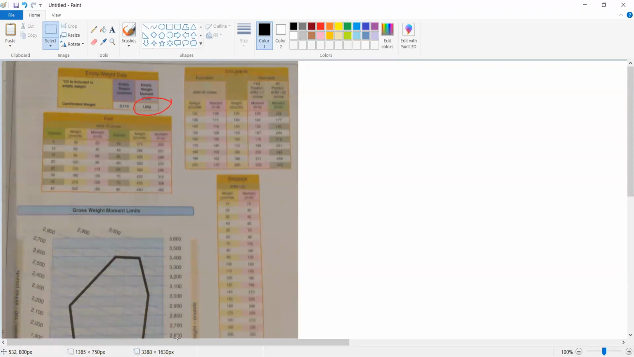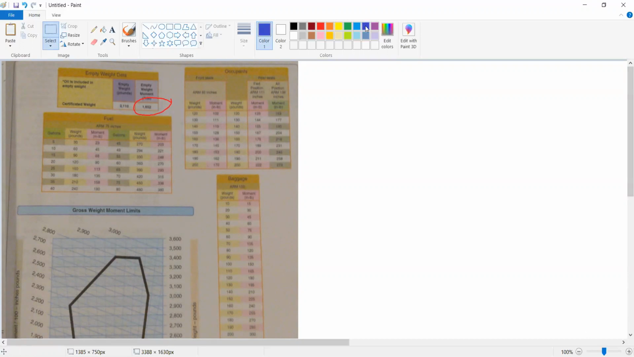in the empty weight data, although I blocked it here when circling, it says over 100. So keep in mind, everything needs to be over 100 when you give your moments, because if not, this number will be an extremely big number. So that's why they have it as over 100. All right, keeping that in mind, let's go ahead and get started.